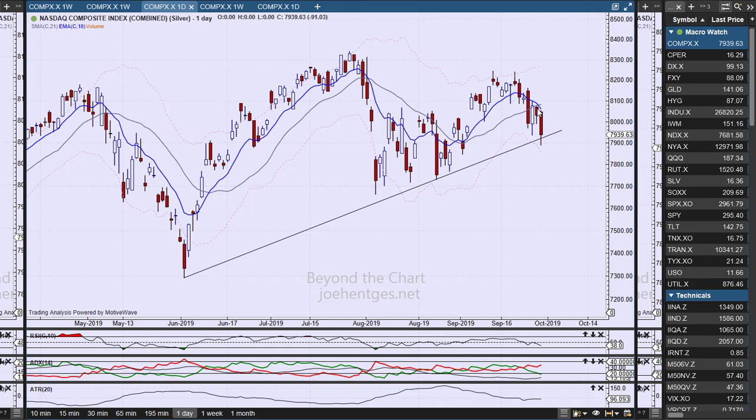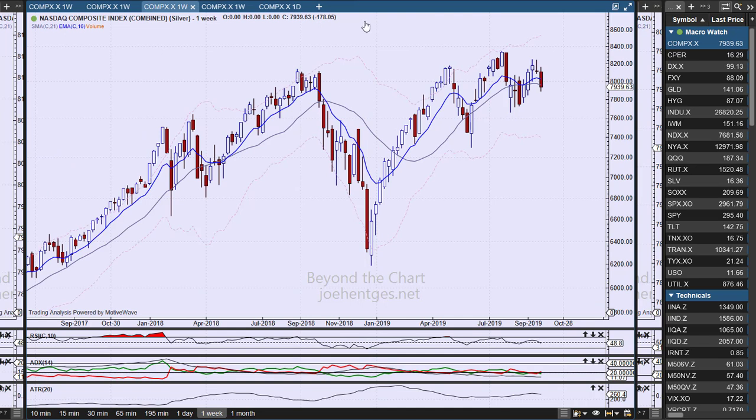Okay, but did we get follow through? No. Thursday, we didn't even take out Wednesday's high. And then we come down on Friday and we take out the low of the reversal candle. That's pretty negative. So it's going to be real interesting to see what kind of follow through we get. Let's look at the week. For the week, it was down 178 points. It closed below the trading range of the last 2 weeks.